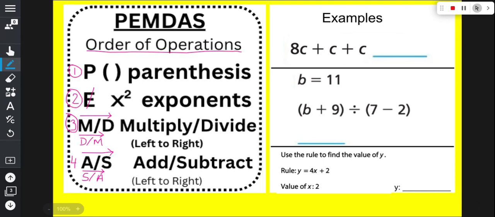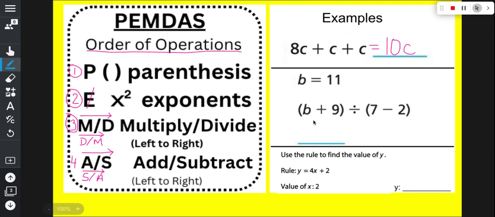Now, we do not know what C is, so we can only combine like terms. If we have 8 C's and we add a C to it, we're going to have 9 C's. And we add another C to it, we're going to end up with 10 C's. That's as simple as we can get that answer, because we do not know what C actually is representing, but we can combine things together if they are alike.